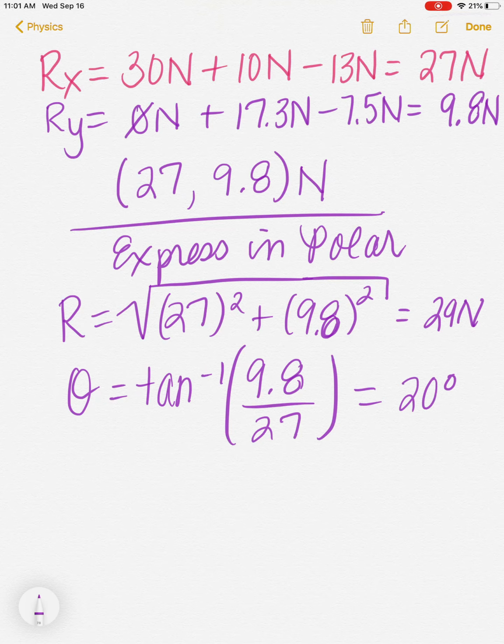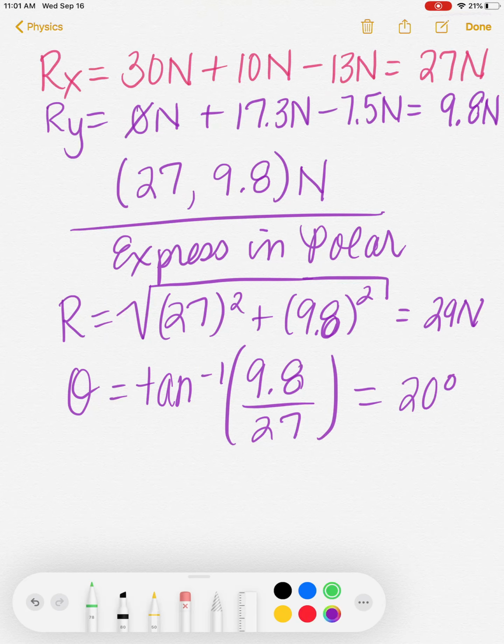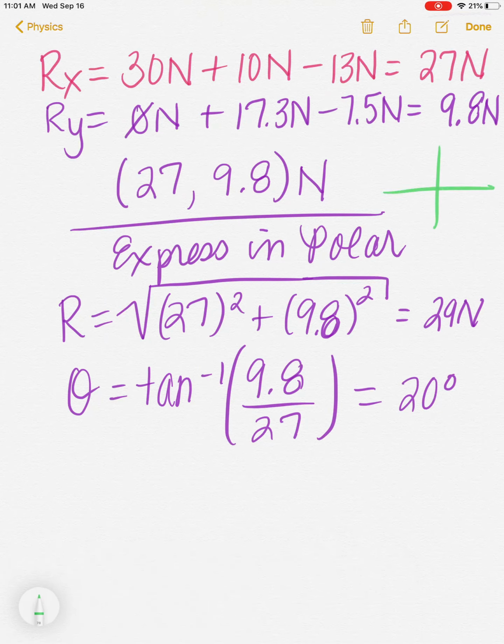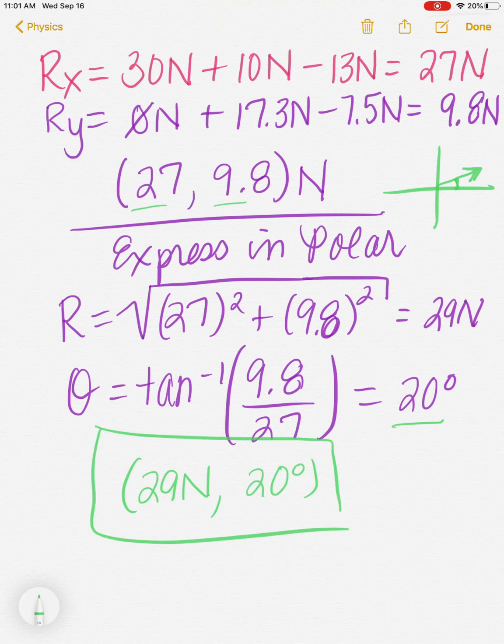Now, before I certify that as truly being an angle of 20 degrees, I should go back and check to make sure that we are in the right quadrant. So if I went back and plotted a positive 27 with a positive 9.8, that's going to be in the first quadrant. Since it's in the first quadrant, a value of 20 does make sense because an angle of 20 would be right about there. So I could say that my overall answer is 29 newtons, comma, 20 degrees.